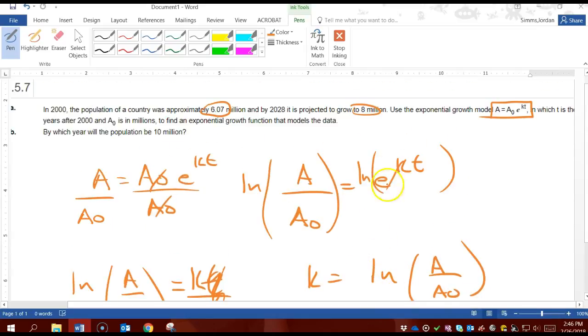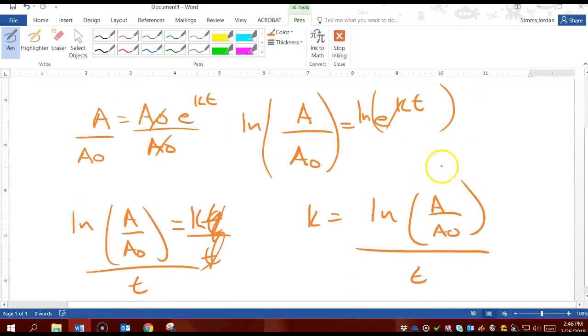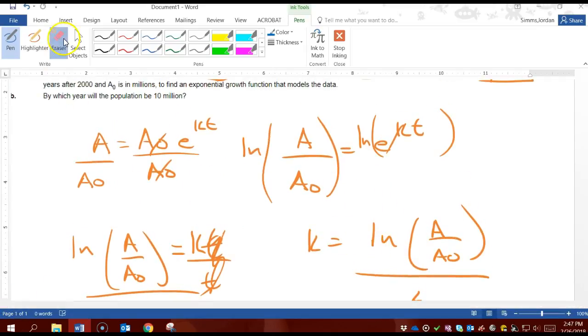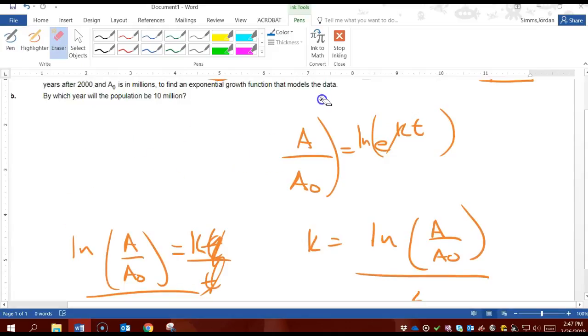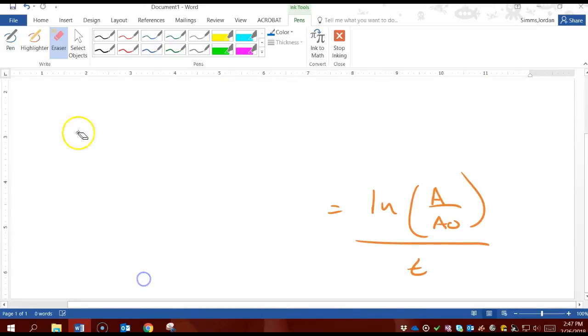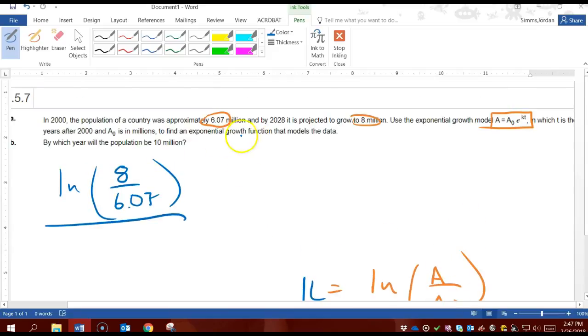So we'll blast in some of this stuff, whatever I can pull out here. So t is the number of years after 2000, and that's fine. We'll go from there. All right, so let's fill in what we know. Let me erase some stuff here. I need some room. We'll find what k is. We'll see if you got what I got. Okay, so we got the natural log of A over A naught. So that's going to be 8 divided by 6.07. And that's all going to be divided by t, which in this case, 2028 is 28 years later, so we'll divide her out like that.